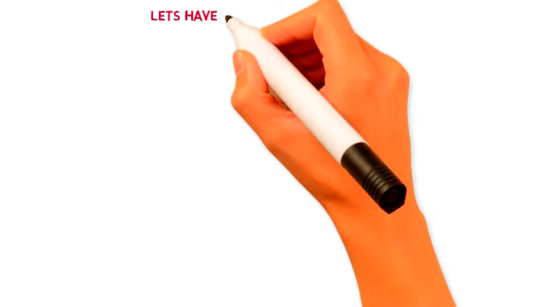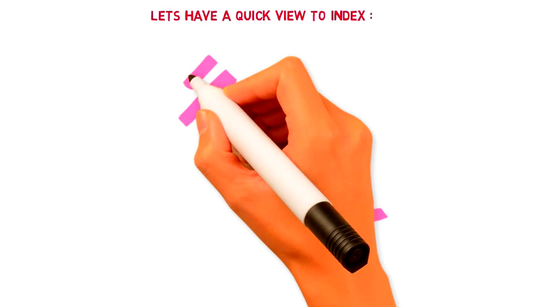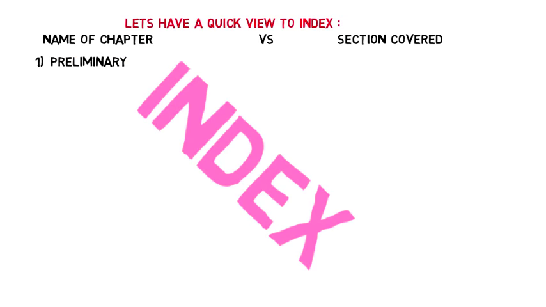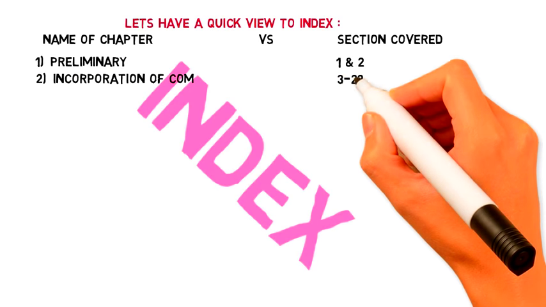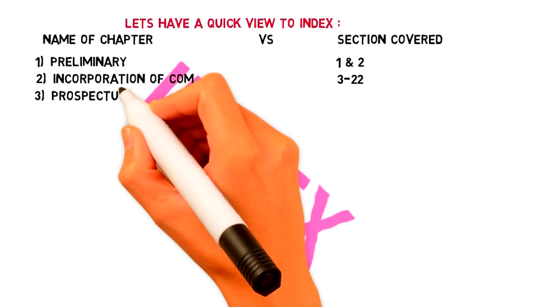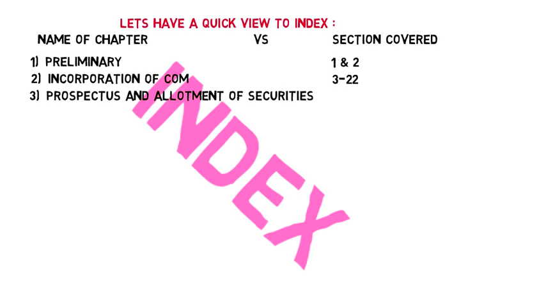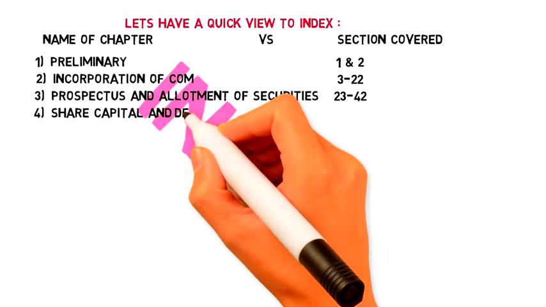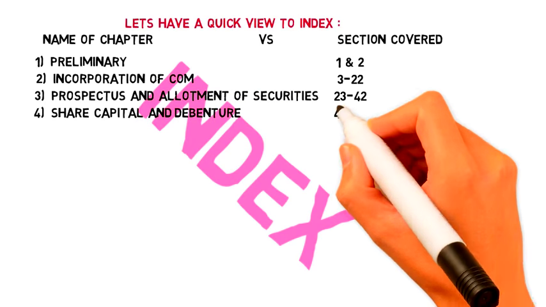So let us have a quick view of the index which we will be studying under Companies Act 2013. First is the name of chapter versus the sections covered. Chapter number 1 is preliminary, covering section 1 and 2. Chapter 2 is incorporation of the company, covering section 3 to 22. Chapter 3 is prospectus and allotment of securities, covering section 23 to 42. Chapter 4 is share capital and debenture of the company, covering section 43 to 72.